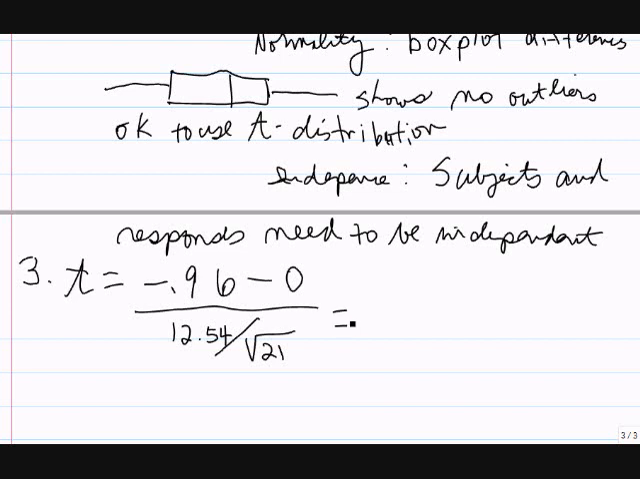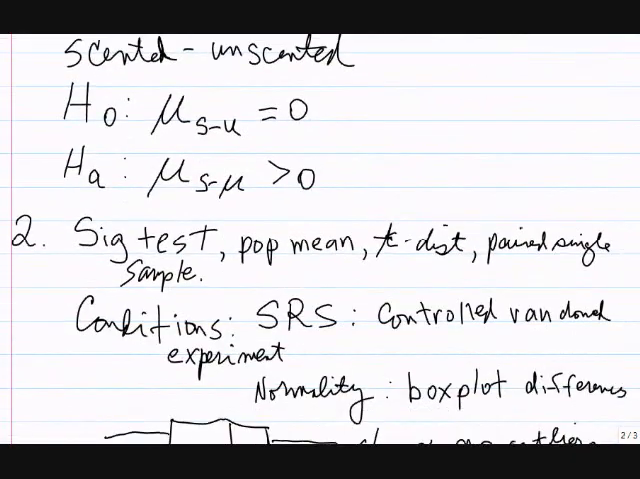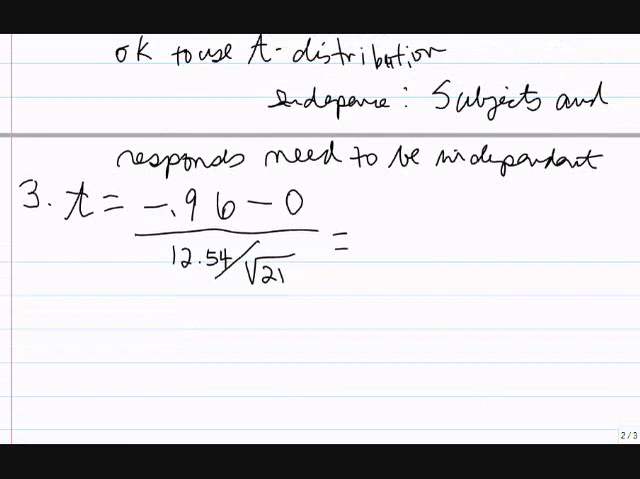And yes? My 0.96 is negative. Is that okay? Yeah, you just subtracted the other way. That's fine. Where is the 0? The 0 is from the hypothesized mean. Oh, yeah. Okay. And what's our T statistic? Negative 0.35. Negative 0.96 minus 0 divided by 12.54 divided by the square root of 21. Could be a parentheses problem, you're right.